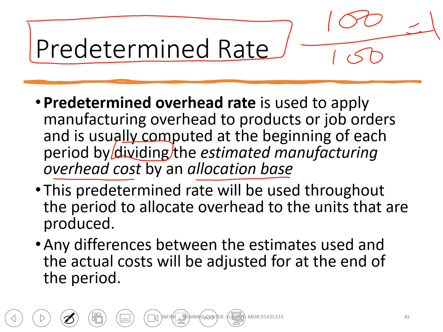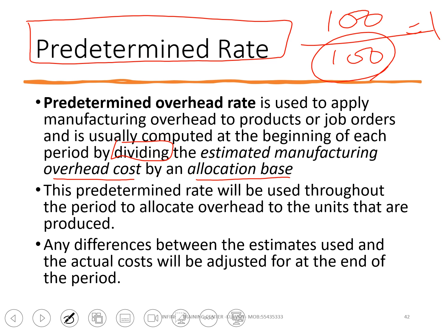The allocation base can be anything. It can be the number of units produced, labor hours, machine hours, or anything else. It is all up to you how you find this cost can be distributed, and which is going to be justifiable as per your logic. Based on that, you will determine the allocation base. So now here you got $1 as your predetermined overhead rate.